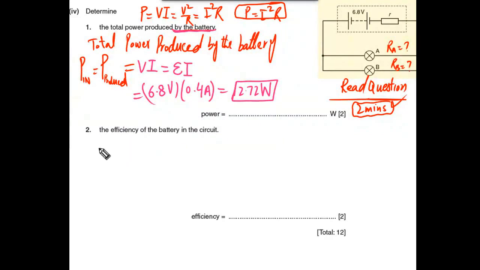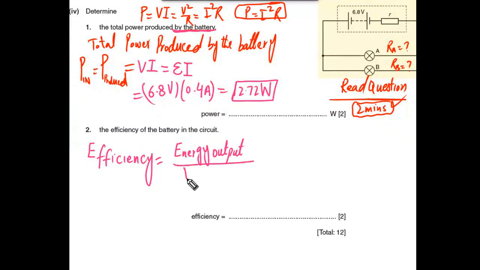Okay, let's try to answer this one now. Efficiency we have to find now. So how can we find efficiency? First thing we need to understand is, what is efficiency? Efficiency can be defined in different ways. One way to define it, we can say this is energy output divided by input energy.